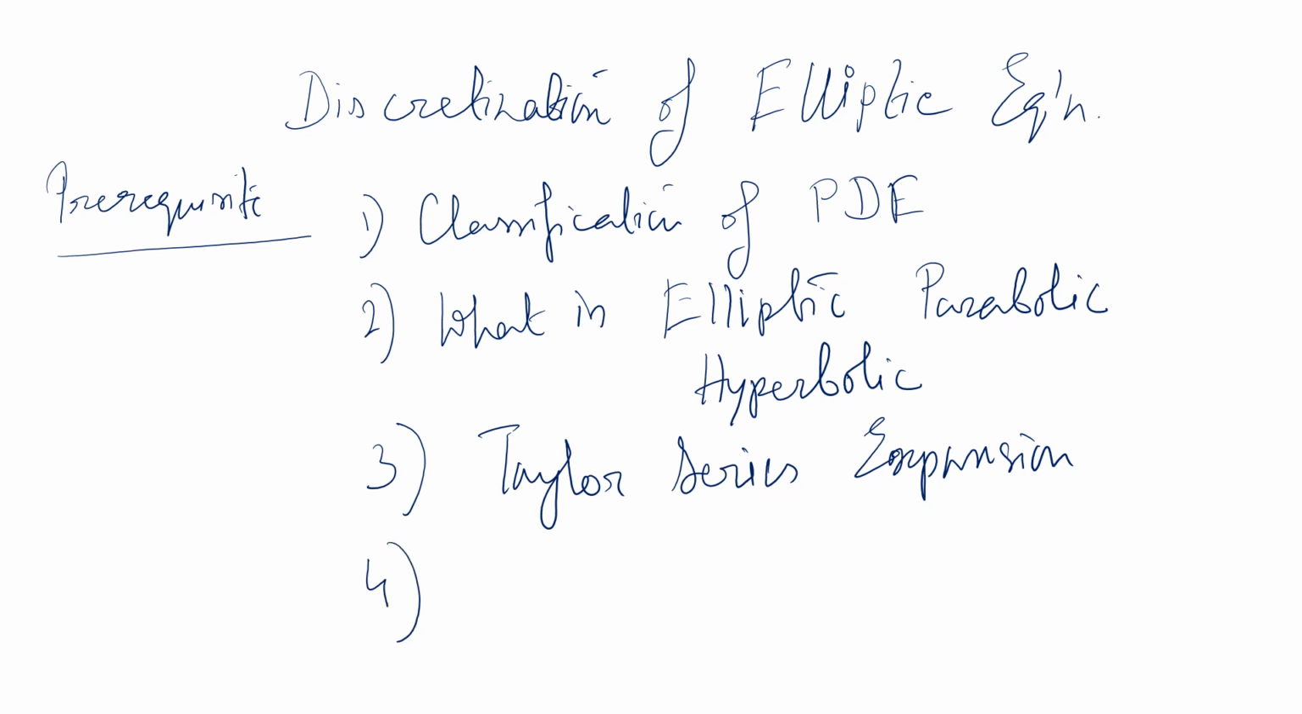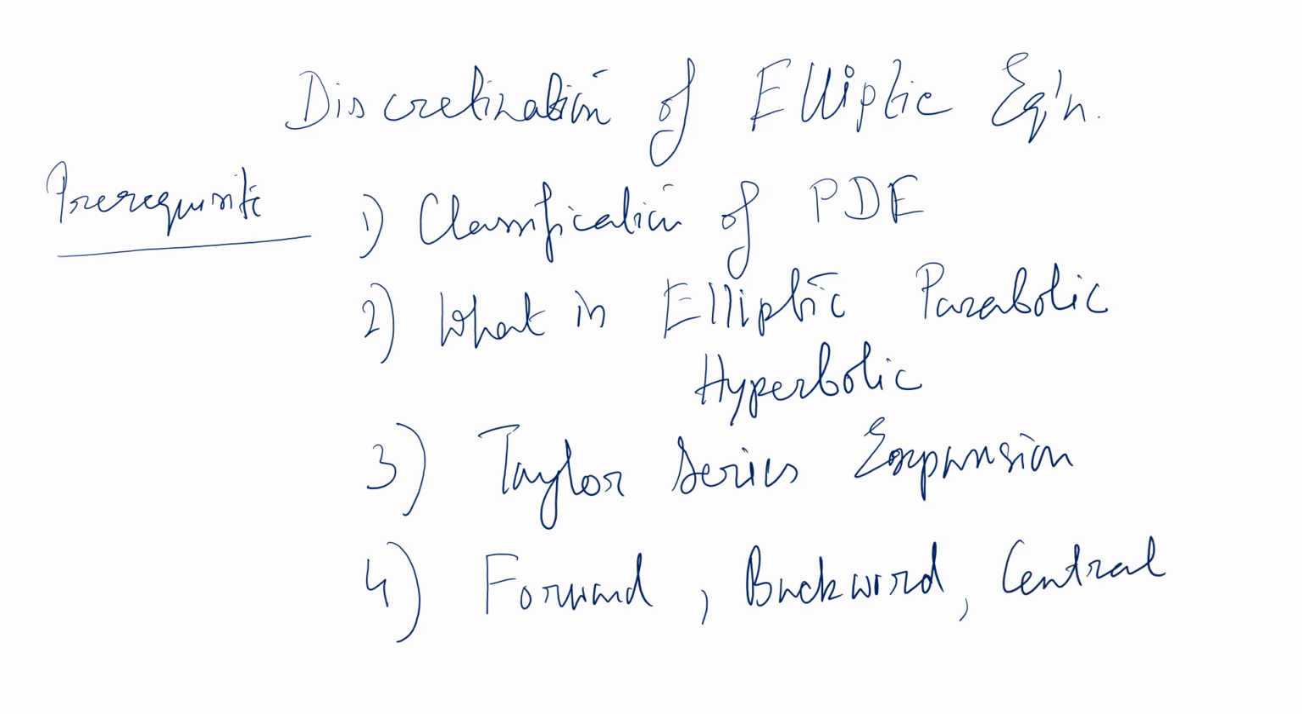How to find the forward difference, backward difference, and central difference of a partial differential equation with the help of Taylor series expansion. So I have already discussed about this in my earlier videos, so you can refer to them. I have given the link in the description.